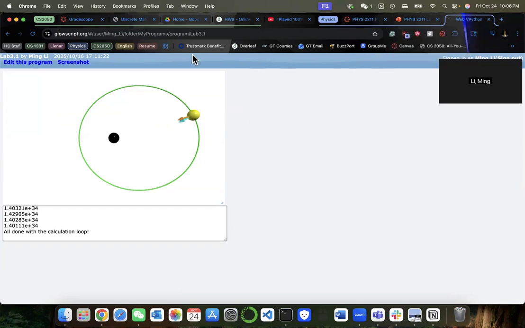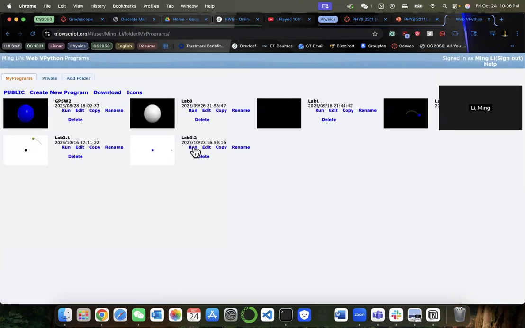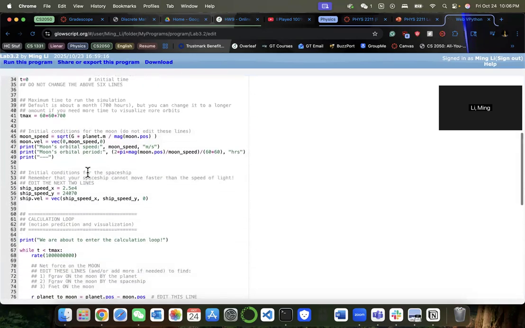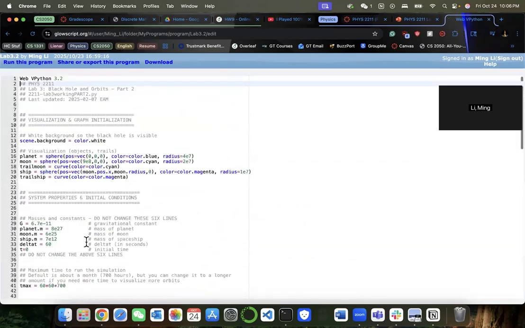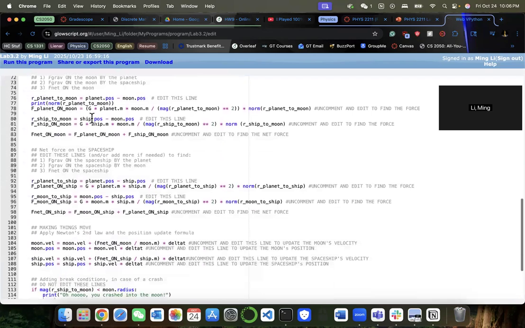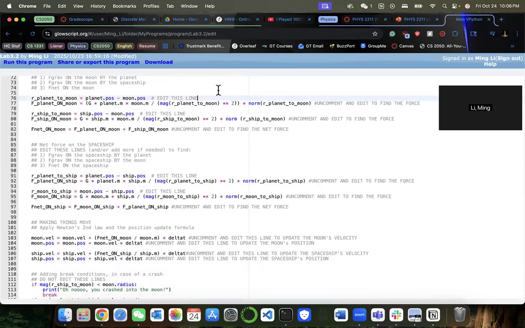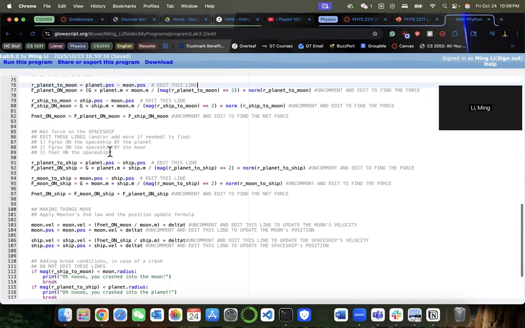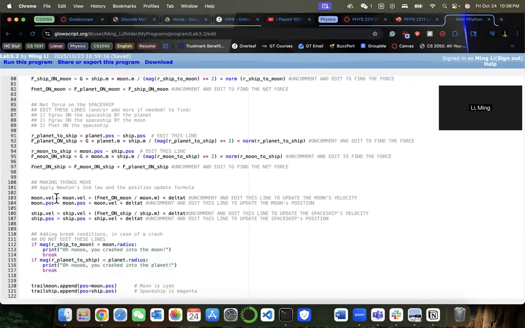Now we can move on to our second demo. All right, this one was a little bit more simple. Basically, this was all the visualization stuff. For all of this one, we found the gravitation on the ship and on the moon because both of them were orbiting, and we just updated the moon velocity and position and the ship velocity and position.